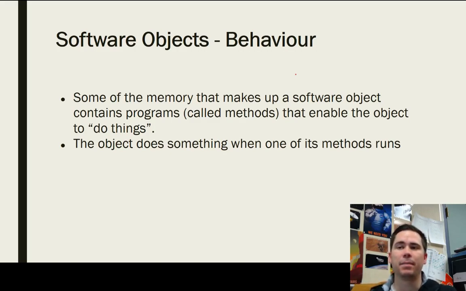Regarding software object behavior, some of the memory that makes up a software object contains programs. Those are called methods that enable the object to do things. So that would be the length method or the next line, the keyboard scanner. Those are all different methods that you can use in that object that influence its behavior and what happens. So the object does something when one of its methods runs.